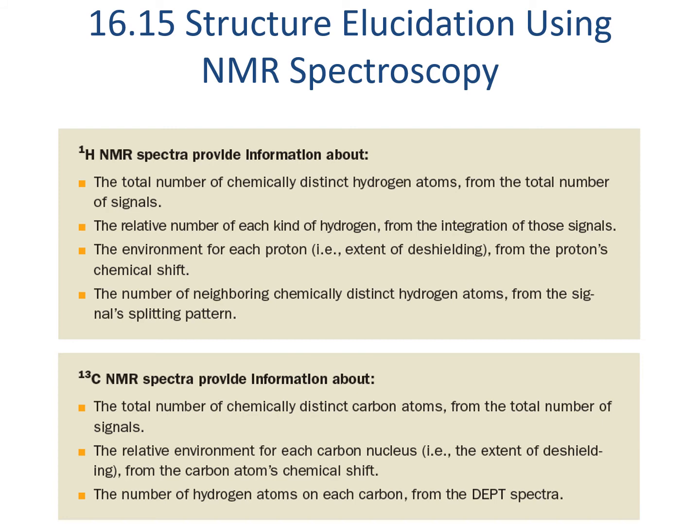So is it near something electronegative? Is it aromatic from that shift? And it also gives us an idea of neighboring hydrogens from the splitting. Carbon-13 gives us some of that same information, but now about carbon atoms. So it tells us how many distinct carbon atoms there are and what environment they are in. And we can actually get the amount of hydrogen atoms from each carbon as well if we need to.